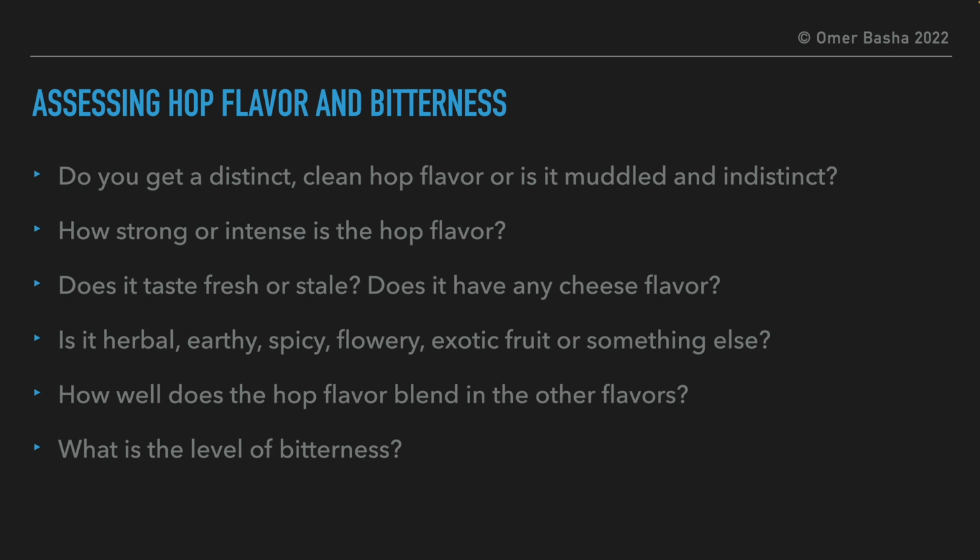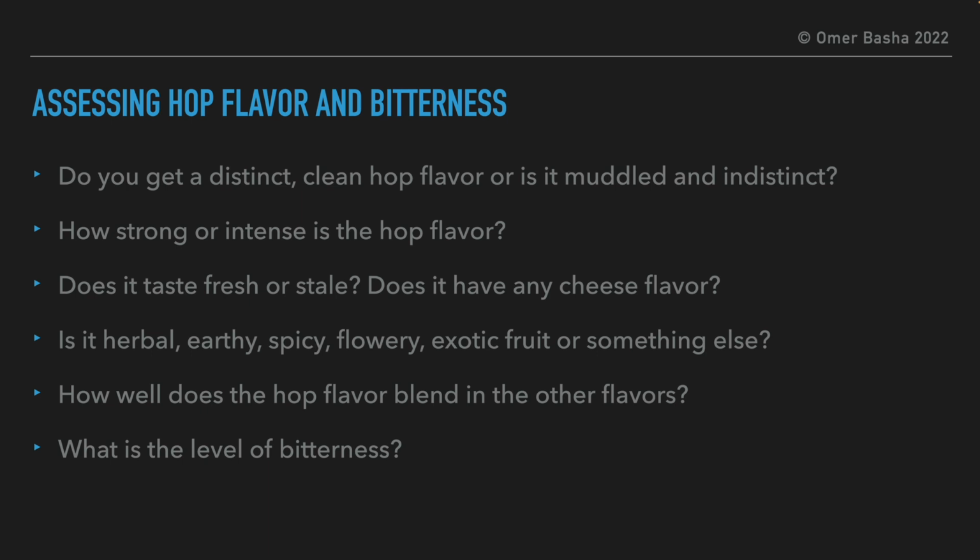After evaluating the malt profile, we move on to the secondary ingredient in terms of flavor contribution, the hops. When assessing the hop flavor and bitterness, we ask ourselves the following questions. Do we perceive a distinct, clean hop flavor, or is it muddled and indistinct? What is the intensity, or how strong is the hop flavor? Does it taste fresh or stale? Does it have any cheese or stinky socks flavor? Is the hop flavor herbal, earthy, spicy, flowery, exotic fruit, or anything else? And finally, how well does the hop flavor blend with the other flavors?